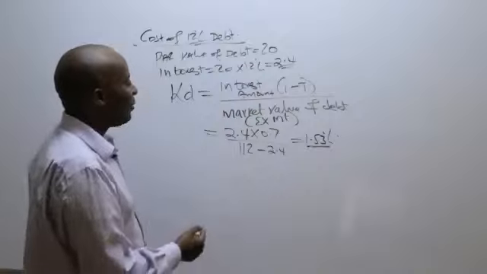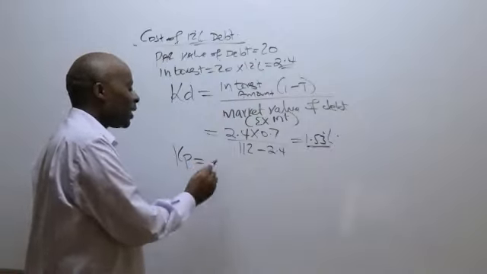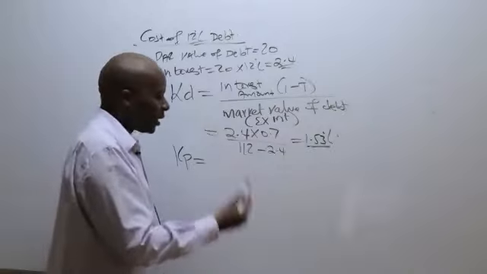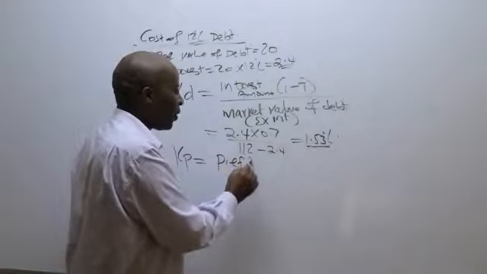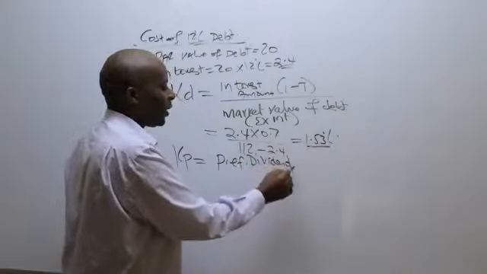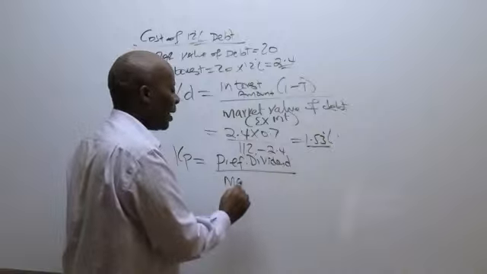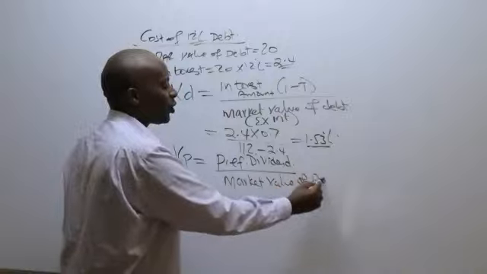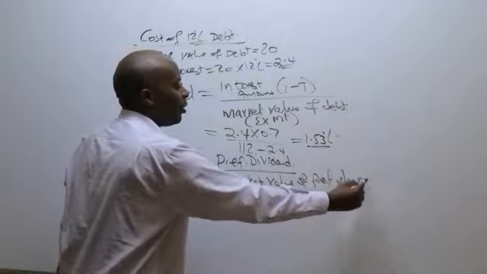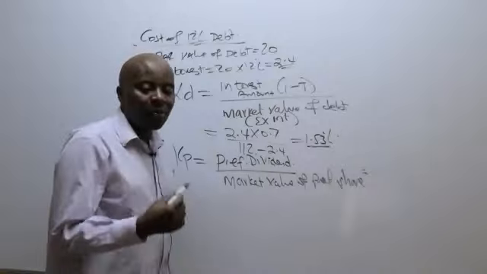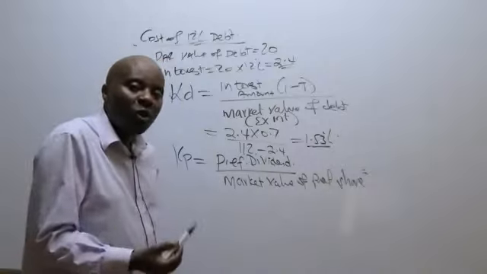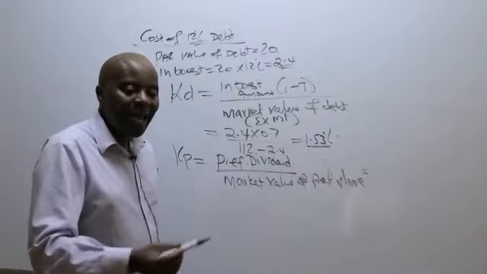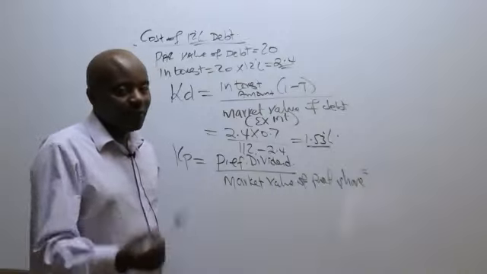And then now that takes me to KP, cost of preference, the same aspect. Preference shareholders, we normally give them what we call preference dividends. So I'll take the preference dividend and divide this by the market value of preference share. But again, remember, preference dividends, ladies and gentlemen, we don't adjust for any tax. Dividends can never be allowed for taxation.